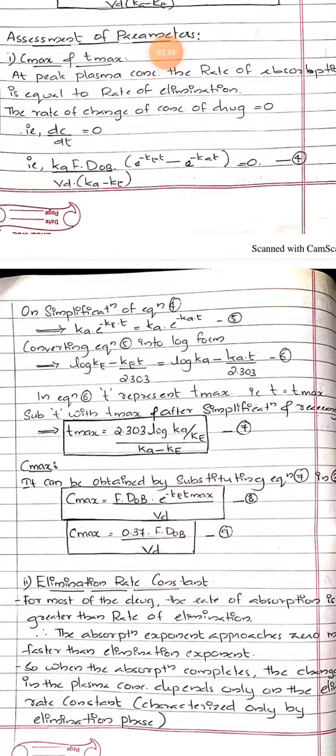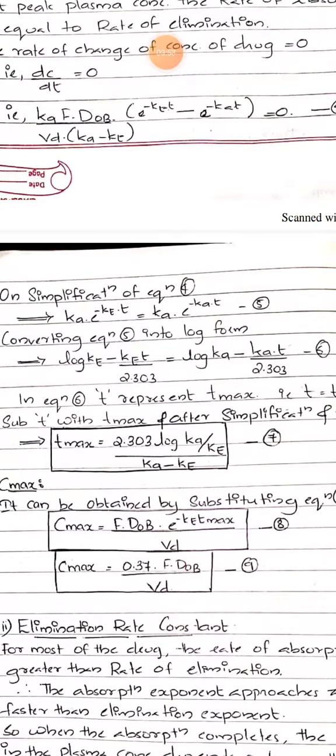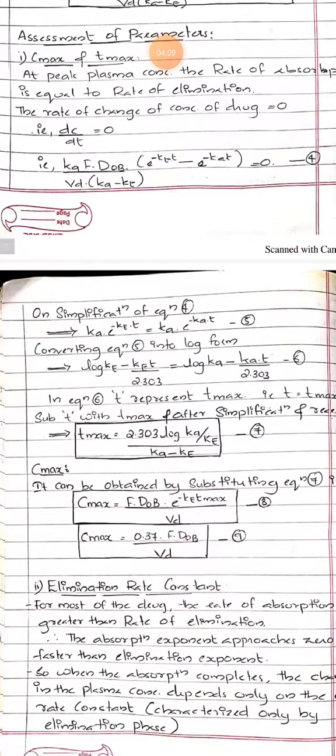Then you convert equation 5 into its log form. You will get log Ke minus Ke into T divided by 2.303 is equal to log Ka minus Ka into T divided by 2.303. That is equation 6, converted into its log form.